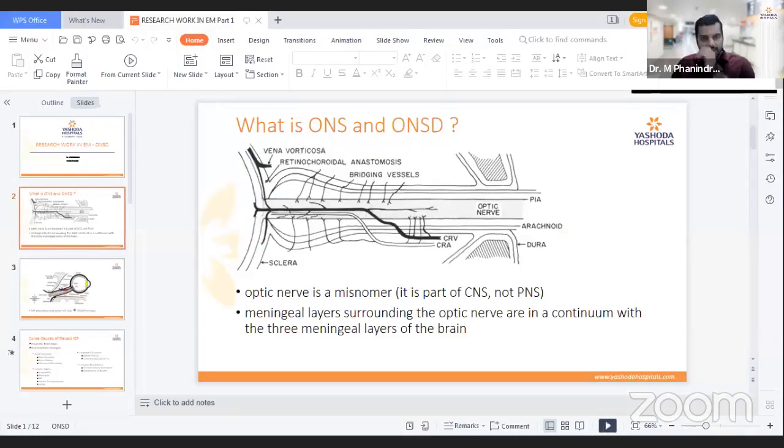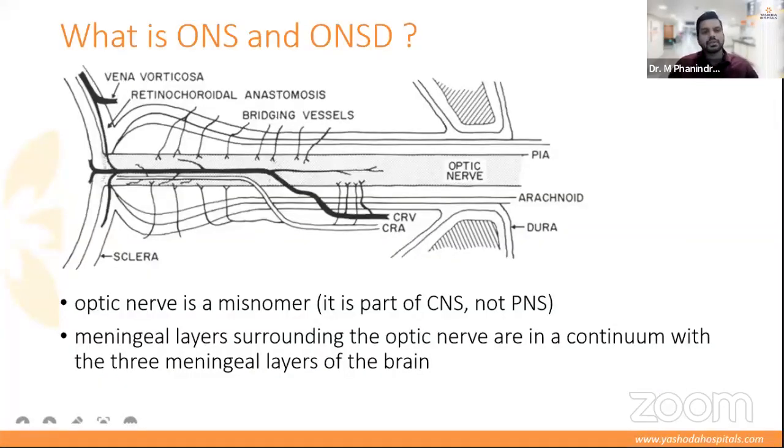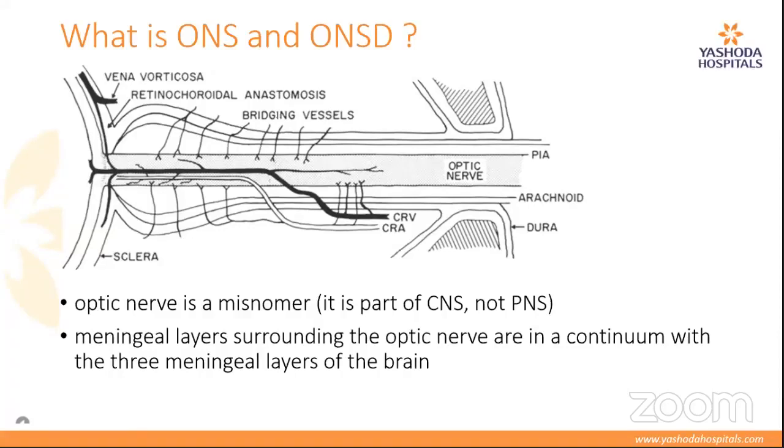See, actually, the optic nerve is a misnomer. Most people think that it is a part of the peripheral nervous system, but it is not. It is a part of the CNS, as during the developmental stages it arises from the diencephalon. So it is a part of the CNS and not the PNS. And the optic nerve, as you can see in the image, is surrounded by some bridging vessels, the arachnoid, dura and pia matter, and also the central retinal vein and the central retinal artery.